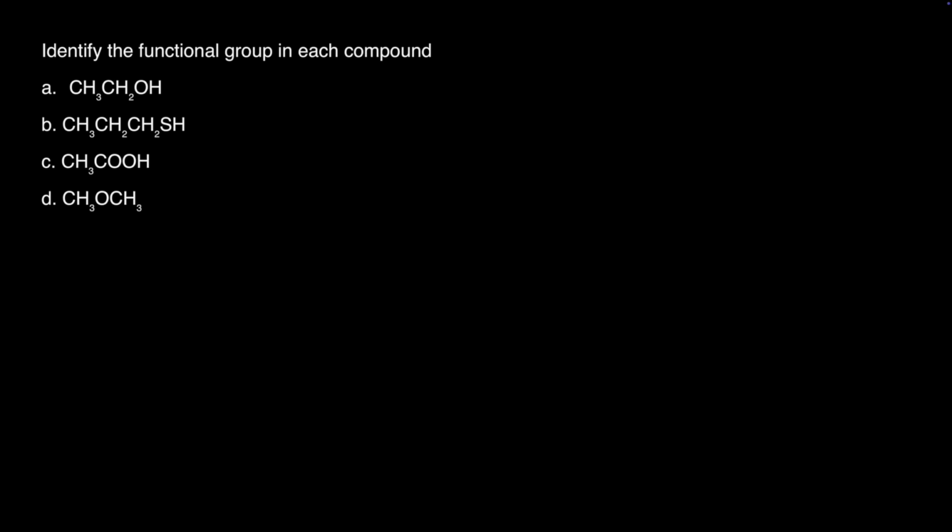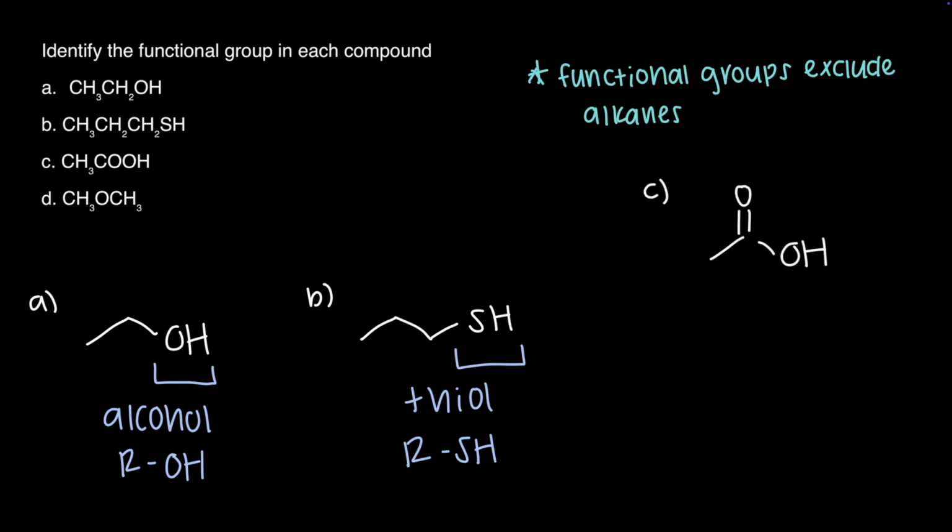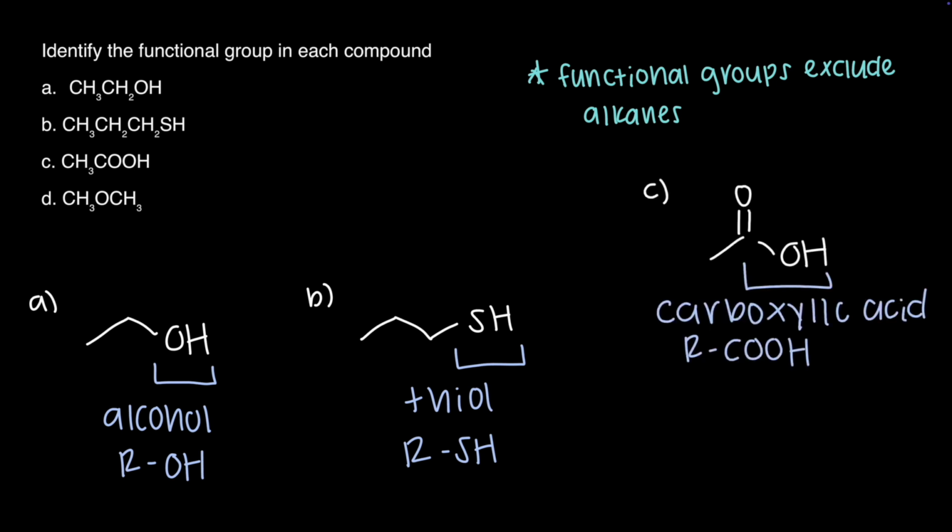For the first question, we are going to identify functional groups. We will exclude alkanes because alkanes have minimal reactivity in terms of the reactions that can take place. A has an OH group, and this will be an alcohol. B has an SH group, and this will be a thiol. C has a COOH group, which is called a carboxylic acid. And D has an oxygen in between two carbons, which is called an ether.